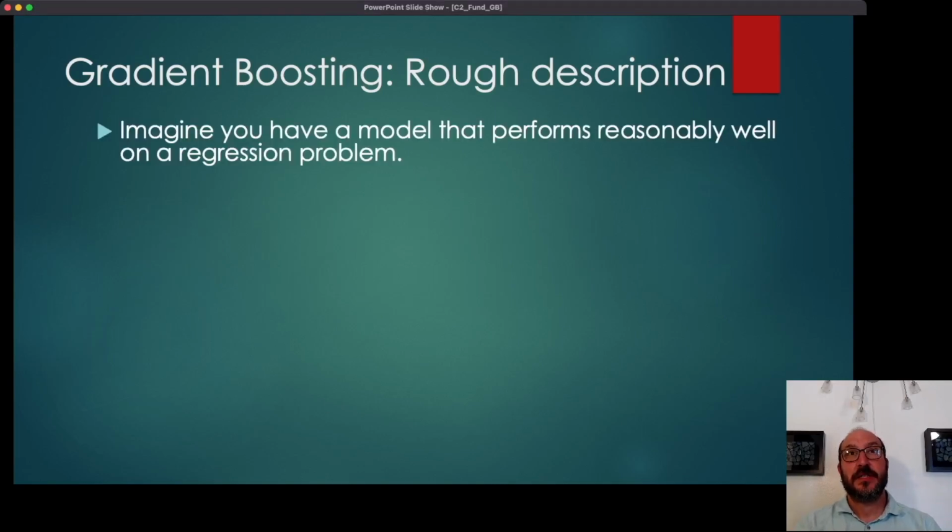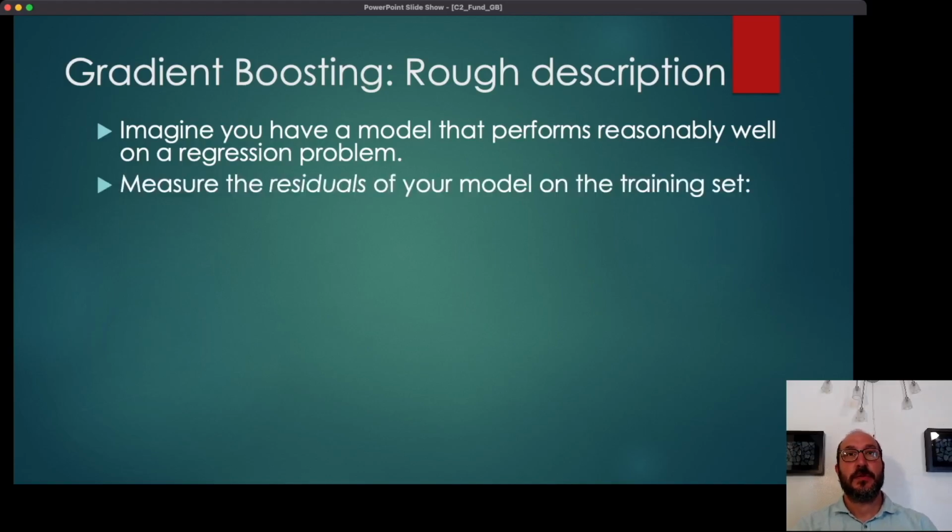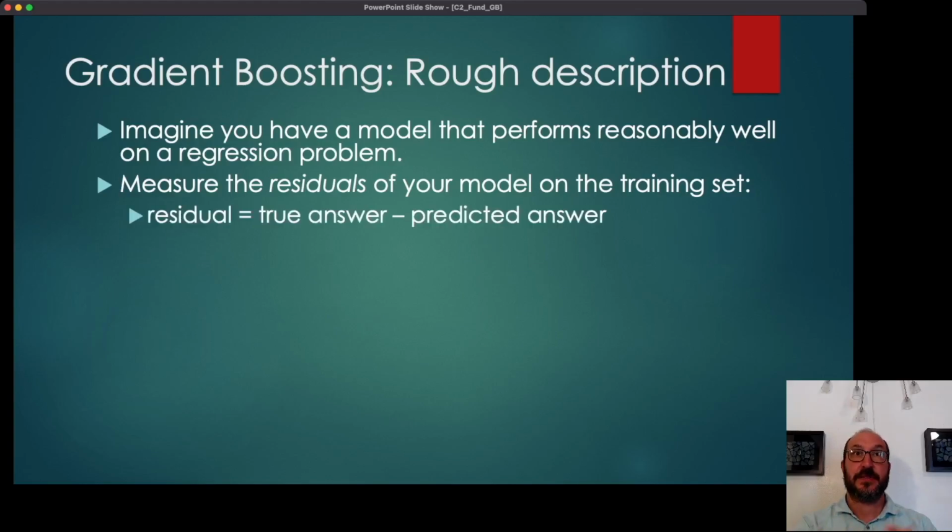Imagine that you're working on a regression problem and you've got a model that performs reasonably well, but you'd like to improve it. You'd like to get a better model. So you first measure the residuals of your model on the training set. By residuals, we mean the difference between the true answer and the predicted answer. When the residual is positive, it means that you underpredicted the true quantity. And when it's negative, it means you overpredicted the true quantity.